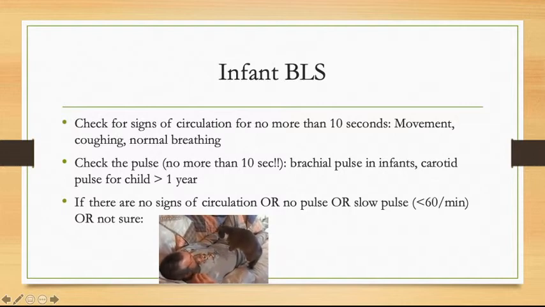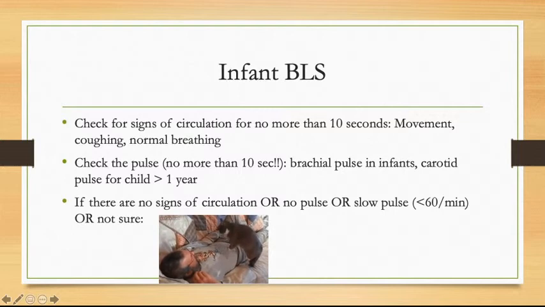The next thing you do is you have 10 seconds, less than 10 seconds really, to check for signs of circulation and for the pulse. So signs of circulation are just things like, is the baby recovering? Are they moving? Are they returning to normal breathing?